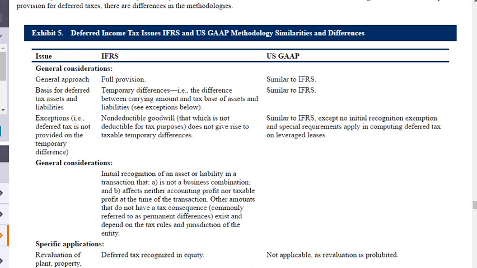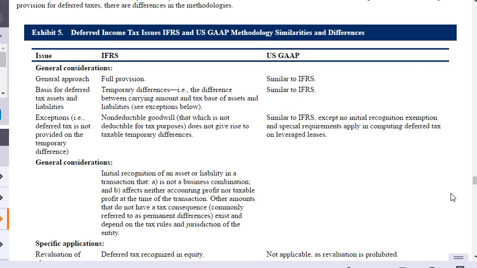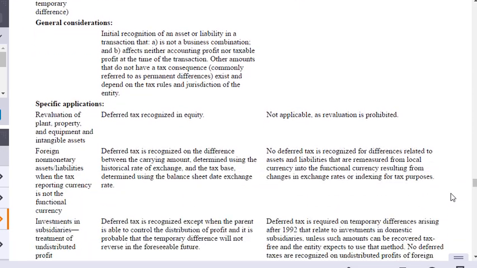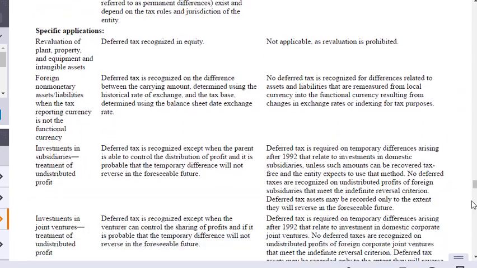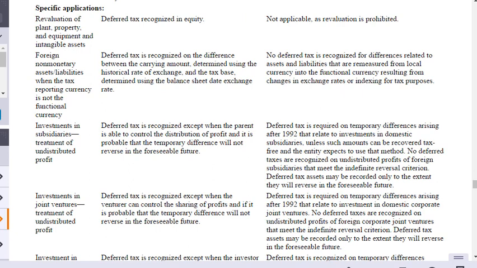So let's just see if there's anything here that catches our eye. So we can see here, revaluation of plant, property, and equipment. Well, we know revaluation of plant, property, and equipment is allowed under IFRS, but it's not allowed under US GAAP. So here we can see the deferred tax is recognized in equity, and under US GAAP it's not applicable as revaluations are prohibited. So these are the things that you could be tested on, okay?